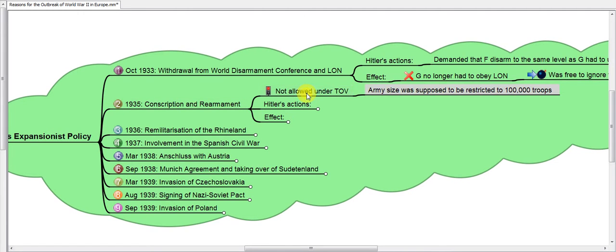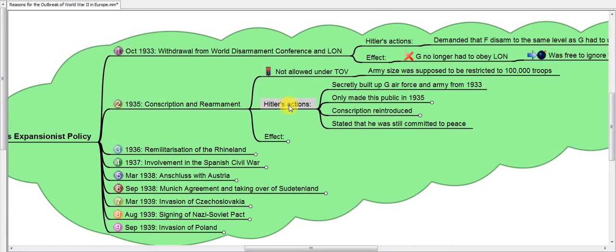Alright, if you recall, Germany's army size was supposed to be restricted to just 100,000 troops. At the same time, of course, conscription was banned, and there were a lot of other military restrictions. What did Hitler do at this point in time?